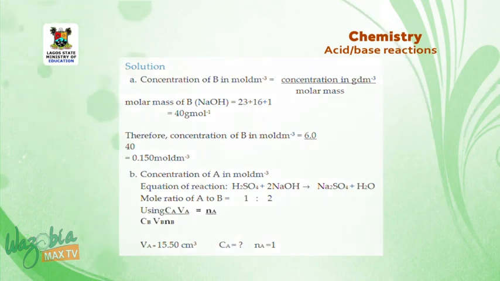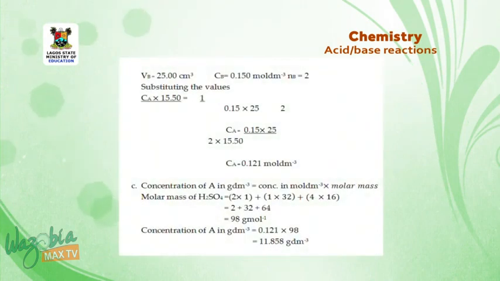Va is 15.50, Vb is 25.00, Ca is unknown, Cb is 0.150, Na is equal to 1 and Nb is equal to 2. Substituting the values, we have Ca times 15.50 divided by 0.15 times 25 is equal to 1 over 2. Making Ca the subject of the formula, we have 0.15 times 25 divided by 2 times 15.50. Ca is equal to 0.121 mole per dm cube.